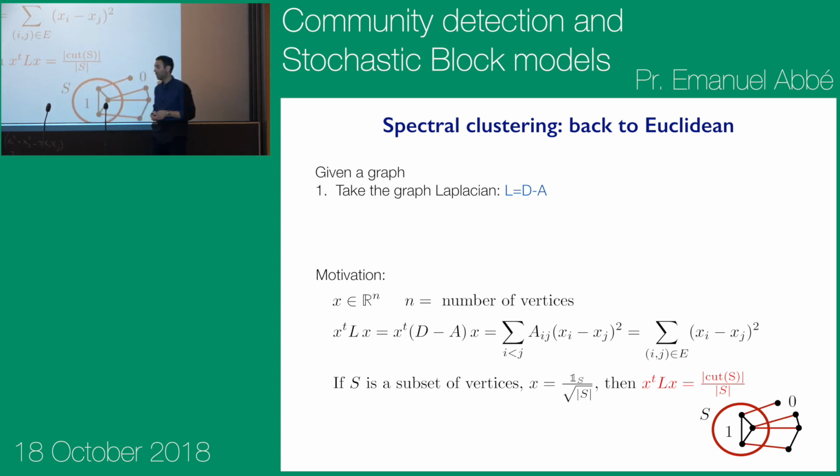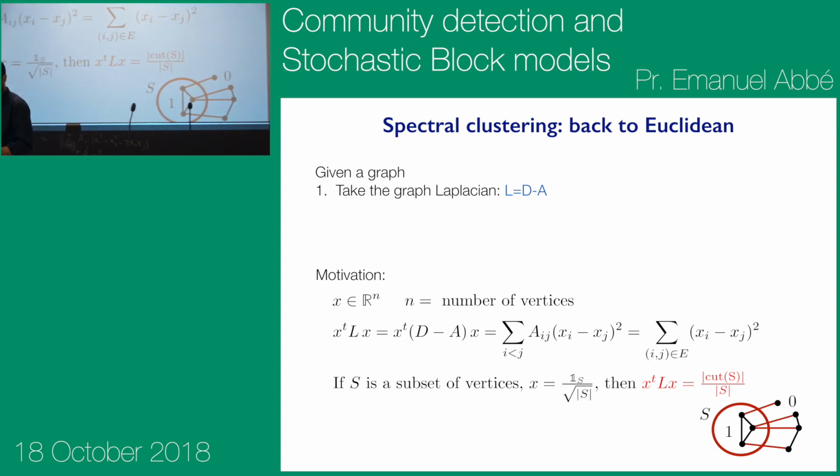Otherwise, you may end up having a single vertex in a cluster. It may only have one edge going out, but then you're normalizing by just one. Whereas if you put 1,000 nodes together, then you're normalizing by 1,000. So making that ratio small is trying to make both the number of edges leaving small, but also the groups having critical mass.